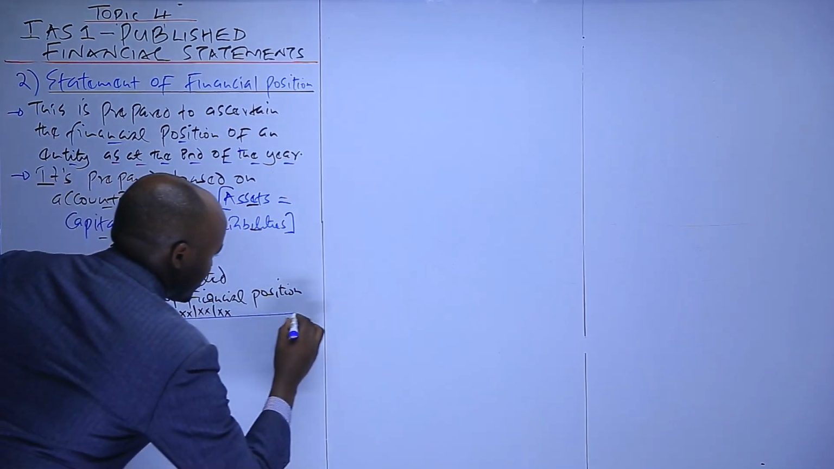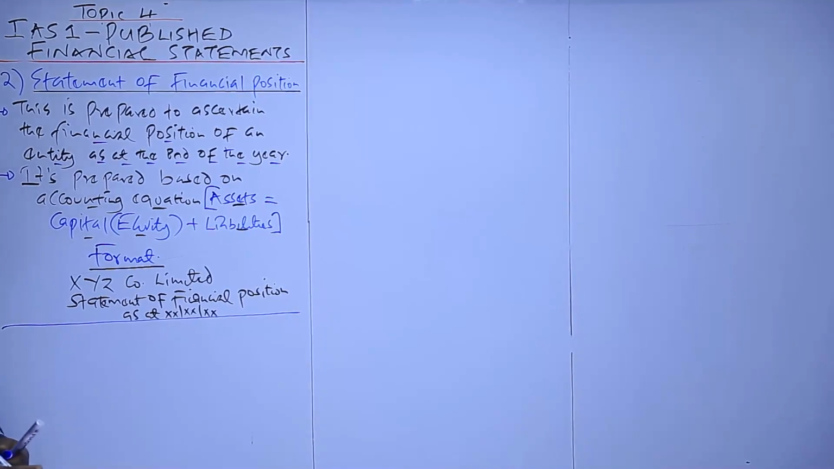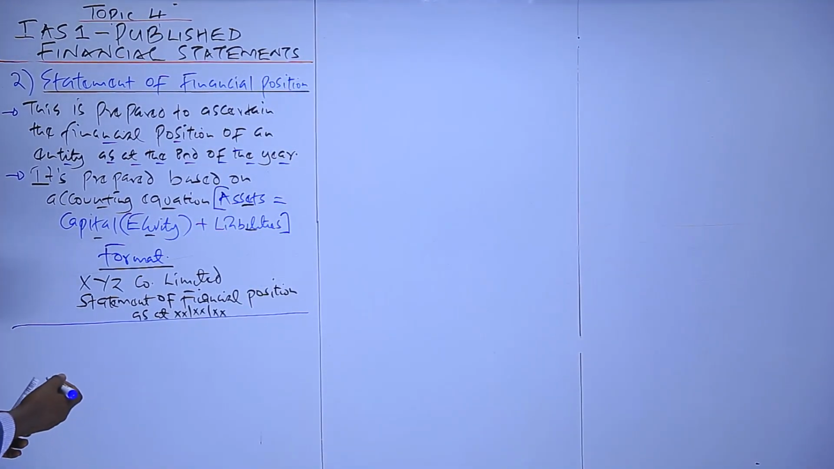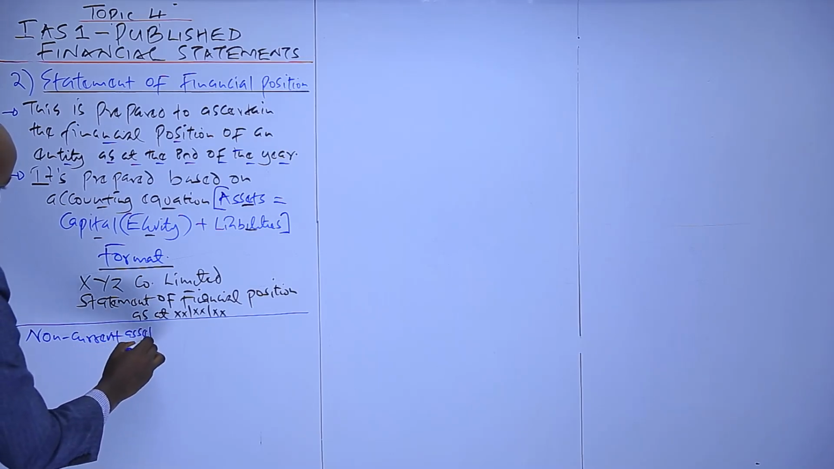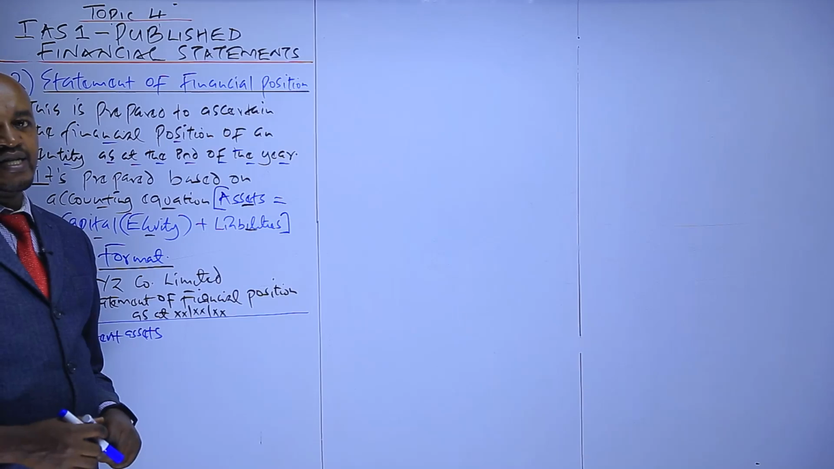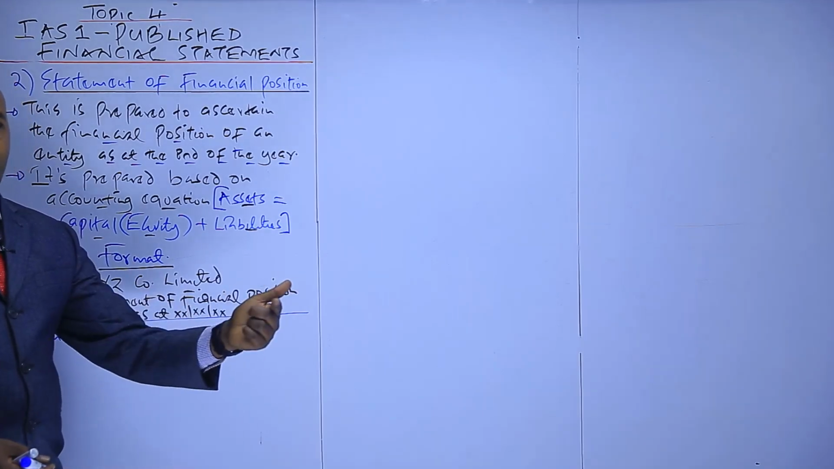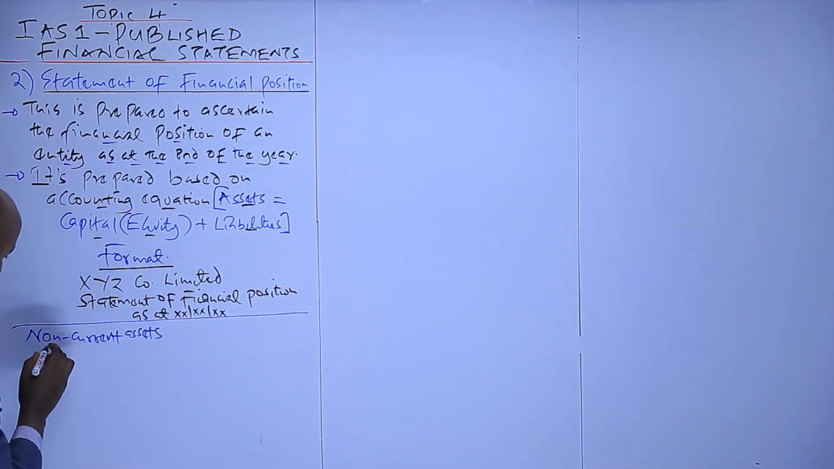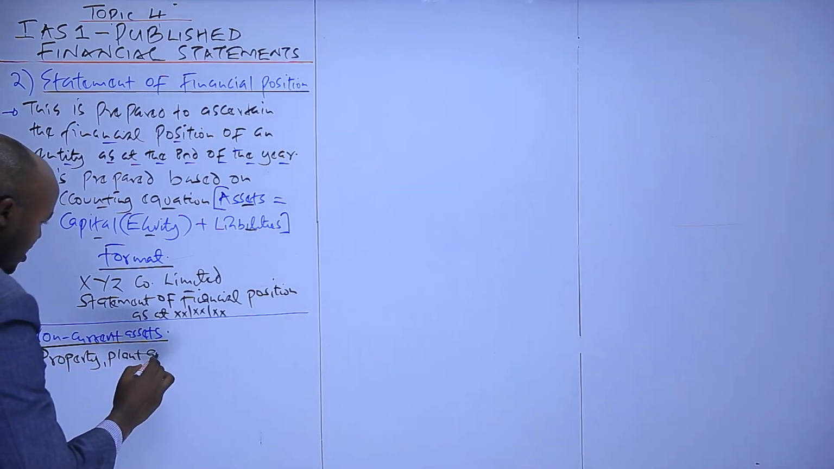So basically here, we always start with the assets. It's also important to note that assets here are classified into two categories, non-current assets and also what? The current assets. So what we start with here are the non-current assets. Non-current assets are those particular assets which are acquired by a company to help the company in generating revenue, and they are assets which are expected to be used in a business for a period of more than one financial year. So this includes property, plant, and equipment.